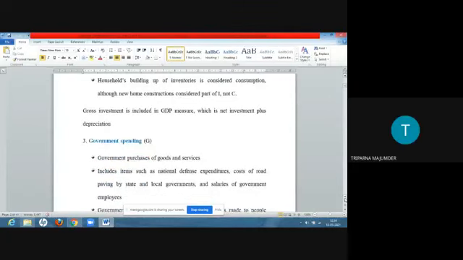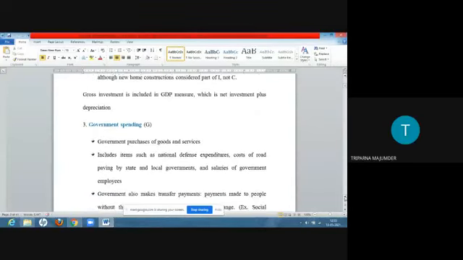Now, we come to government spending, the third component of demand. What is government spending? Government spending is government purchases of goods and services. It includes items such as national defense expenditures, cost of road paving by the state and local governments, and salaries of government employees. These are the expenditures or spending made by the government.